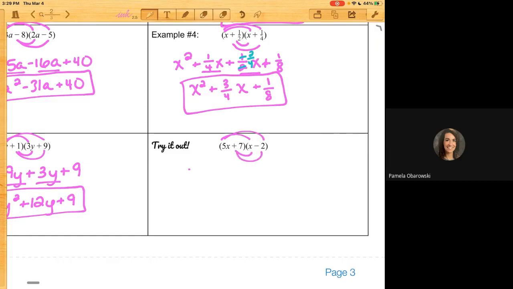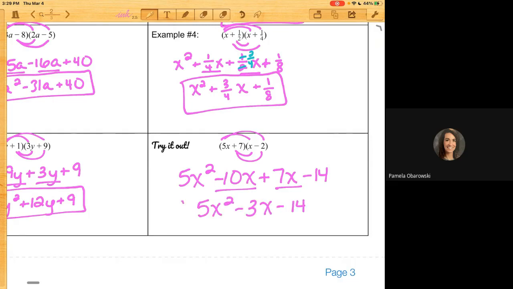And the last one over here, first, outside, inside, last. 5 times x, 5x squared. 5x times negative 2, negative 10x. 7x minus 14. Combine like terms, 5x squared minus 3x minus 14. All right. This is such an important skill, y'all. I really hope that you're getting it down.